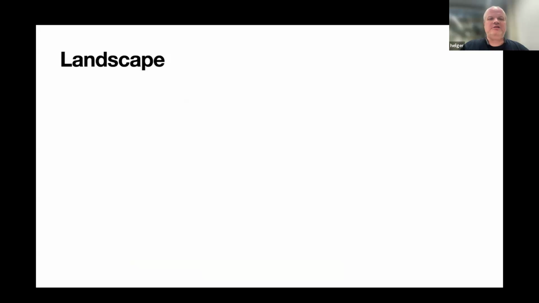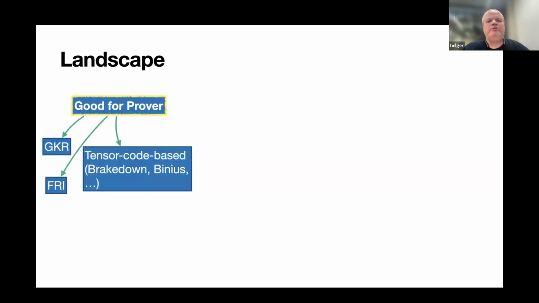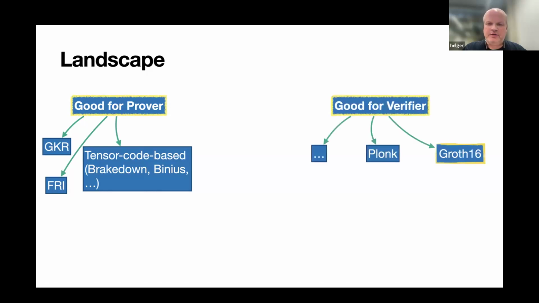So when we look at the landscape of current efficient SNARKs, we basically have two categories. We have one category, those are the SNARKs that are good for the prover. This includes mostly, but not only, hash-based SNARKs like FRI or tensor code-based ones like Brakedown. It also includes GKR. And then you have good-for-verifier SNARKs. This includes Groth16, Plonk, and several others. And those SNARKs are usually based on elliptic curves and pairings.